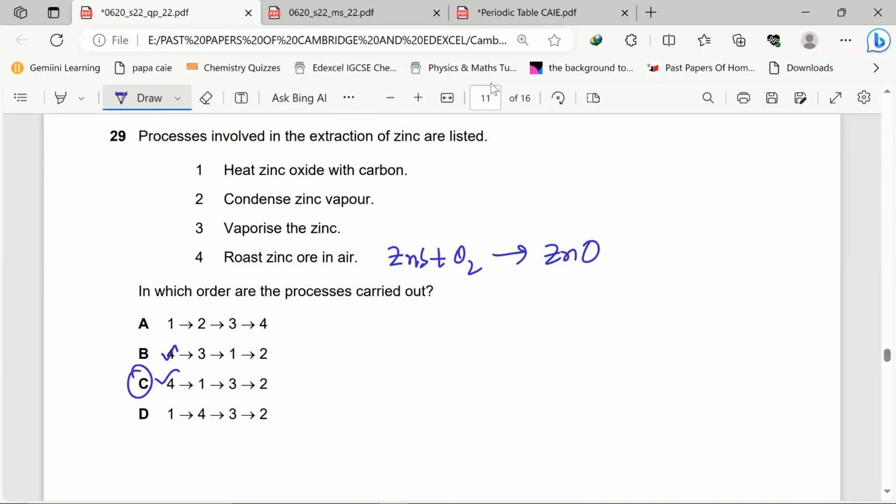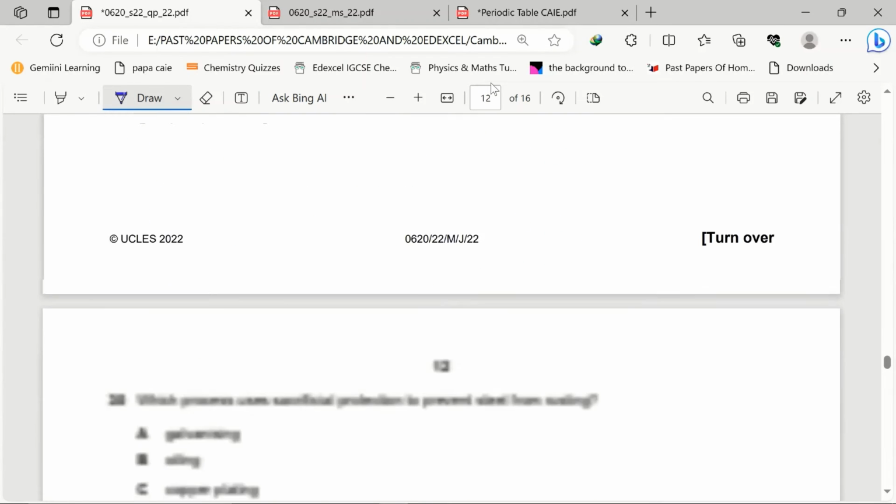1. So C should be the only correct answer. So roast zinc ore in air, then heat zinc oxide with carbon. Then we need to vaporize the zinc, then condense zinc vapor in order to get the zinc metal. So C is the only correct answer.